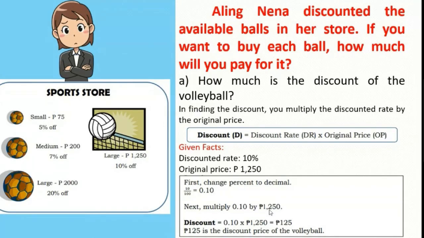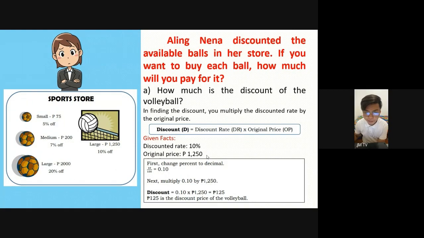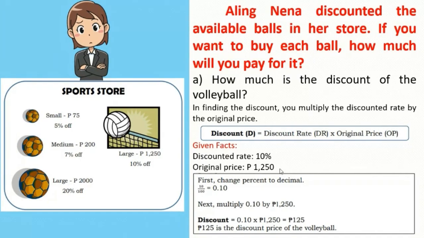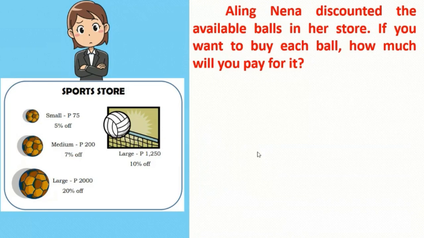Kung 125 pesos yung discount ng volleyball, magkano na lang yung price ng volleyball niyan? Magkano yung sale price niyan, kung 125 yung discount? 1,125. Okay, 1,125. That's the new price or that's the sale price of the volleyball. Paano natin siya nakuha? Kasi sinubtract lang natin yung na-discount mo. Understood? Okay, so punta tayo sa letter B.